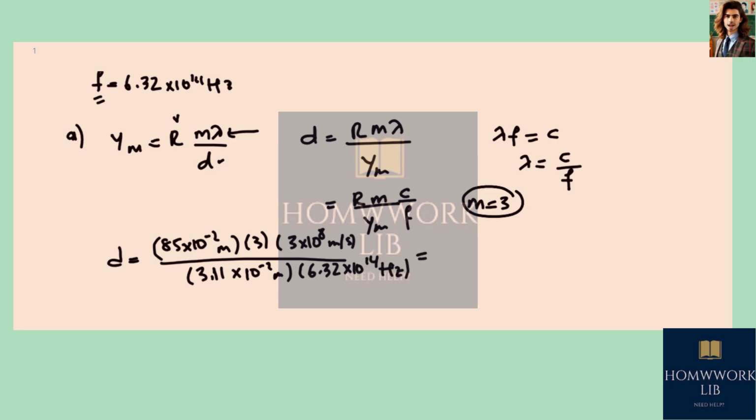Then we're going to find it to be 3.89 times 10 to the power negative 5 meters. This would be the distance between the slits.